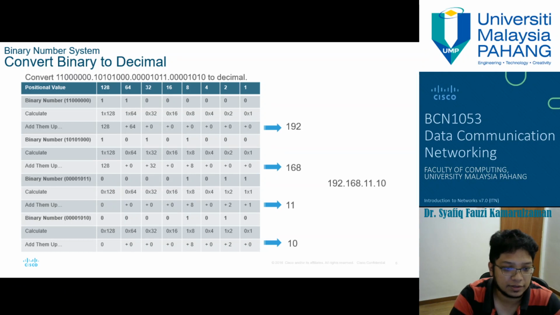Next, let's take a look at 11 and 10. They use the same concept. For example, you have an 8, a 2, and a 1, and then you get 11. So 8 means 2 power of 3, 2 means 2 power of 1, and 1 means 2 power of 0. And then 10 is 8 and 2, which is 2 power of 3 and 2 power of 1.